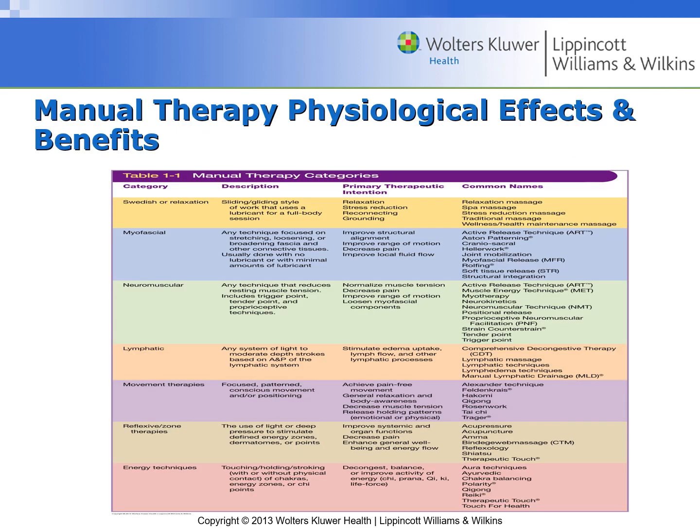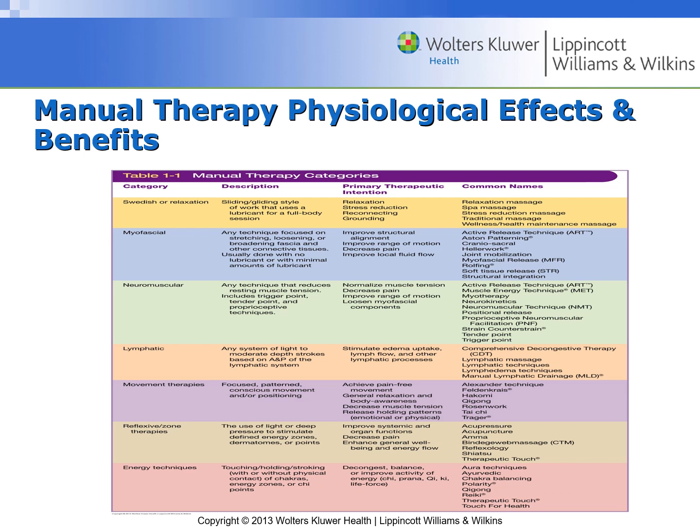So the diagram here illustrates the various categories of manual therapy, and it lists the physiological effects and benefits. In terms of categories, we have Swedish or relaxation. We have myofascial, also referred to as myofascial release. We have neuromuscular. We have lymphatic. We have the movement therapies. We have reflexive or zone therapies, and we also have energy techniques.